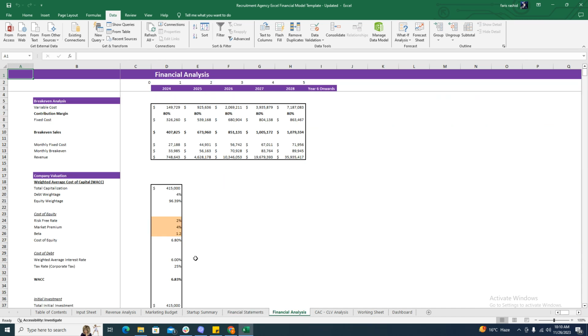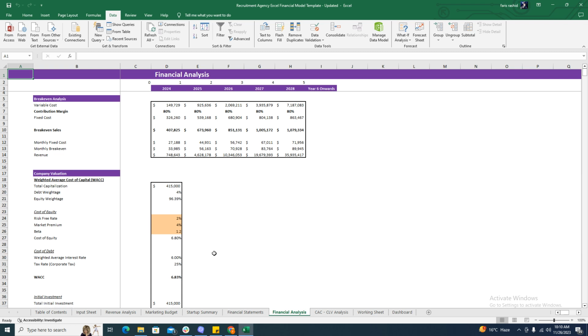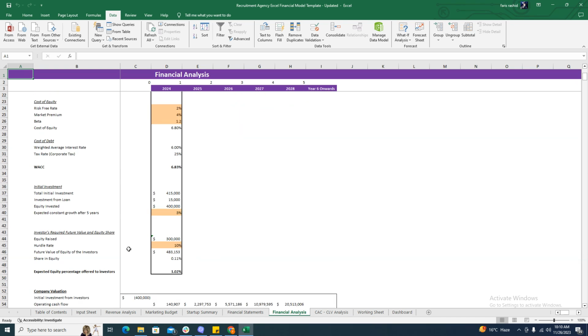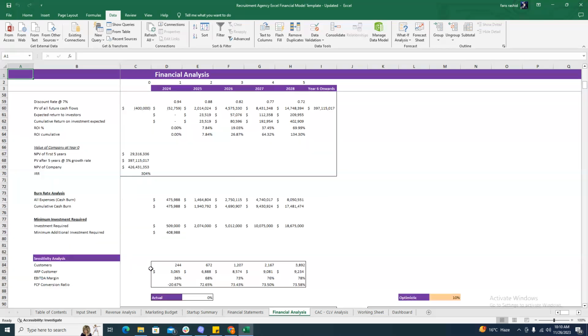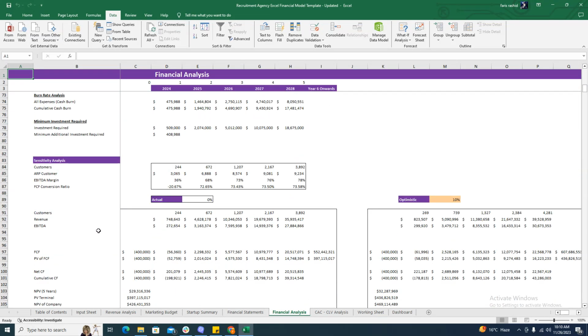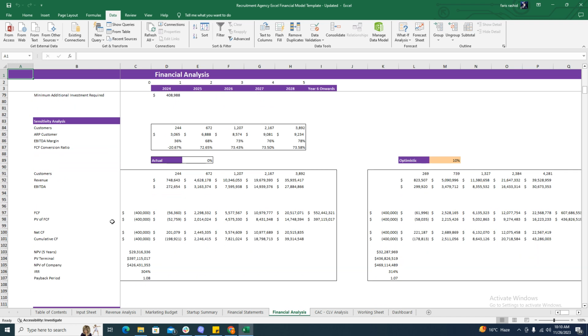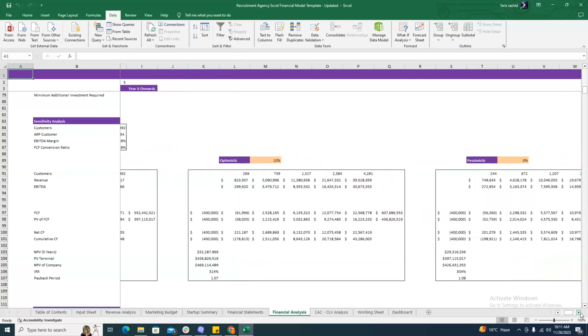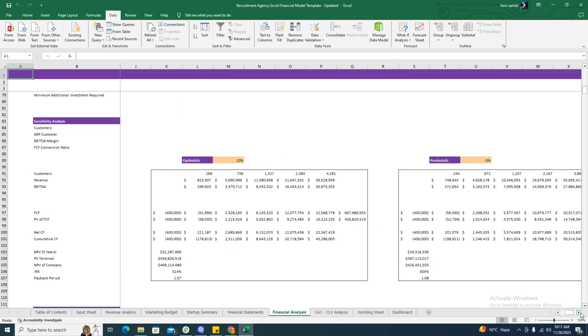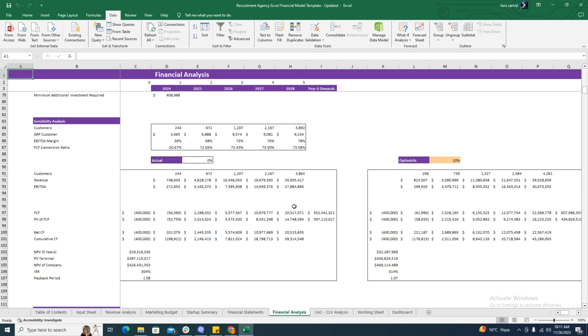The financial analysis basically gives you the break-even analysis, which tells you about the break-even sales. Then comes the company valuation, which gives you the WACC, weighted average cost of capital. Also, the expected equity percentage that can be offered to the investors. Then comes the sensitivity analysis. This shows three different scenarios and calculates the functioning of the business in these three different scenarios. As you can see, these are optimistic, pessimistic, and actual.